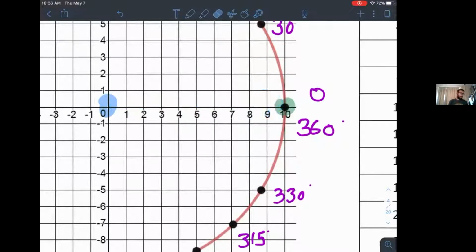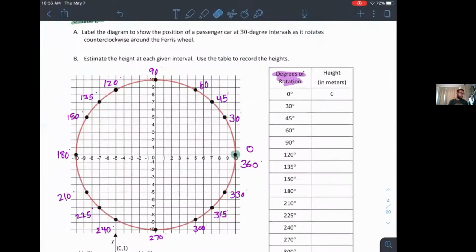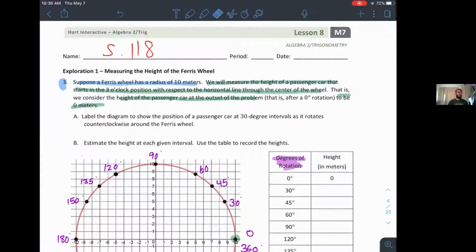Okay, so we have a 10 meter, or approximately 33-foot, radius of a Ferris wheel, and we want to measure the height of the passenger car that starts in the 3 o'clock position, which I have highlighted in green right down here at the bottom of our screen. So basically it starts on the x-axis. If it's starting on the x-axis, we'll just call it a height of 0 meters to make this more efficient and easy, and use the unit circle to our advantage.